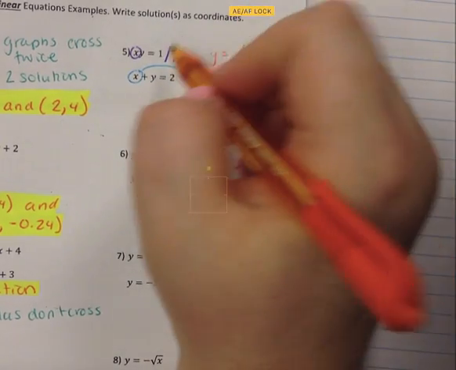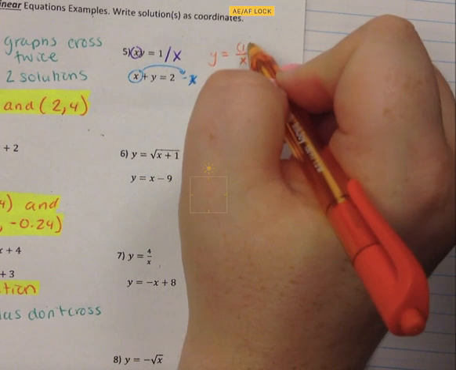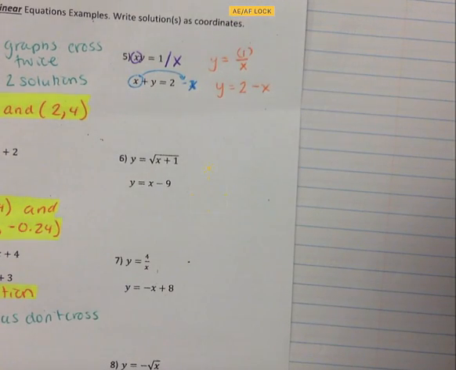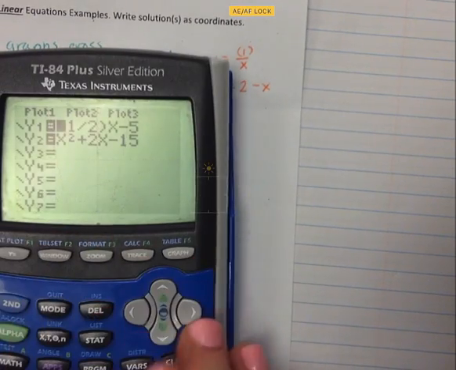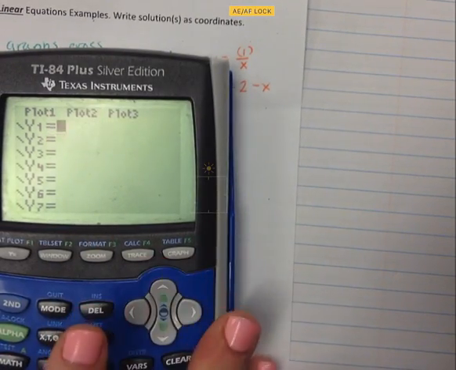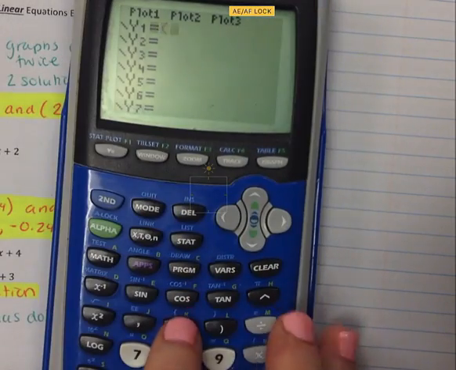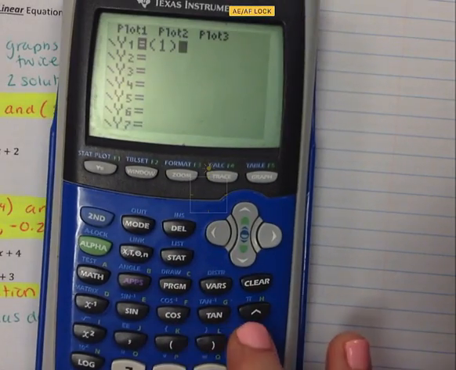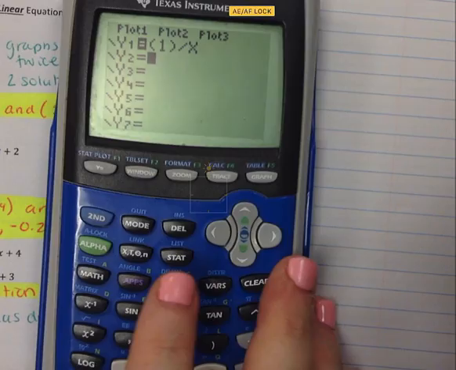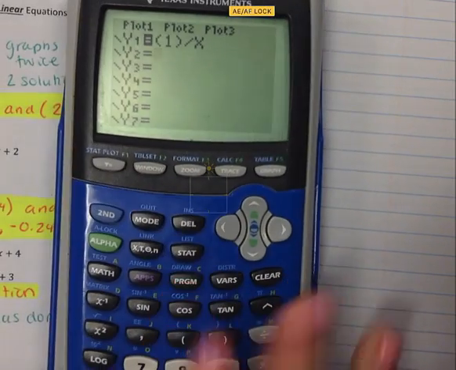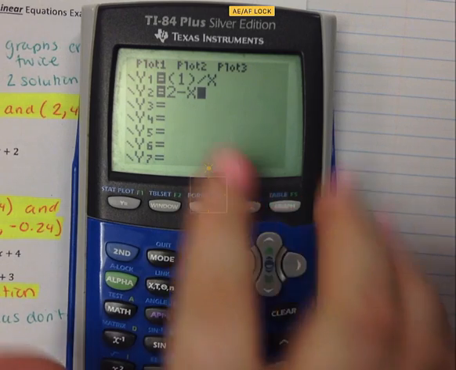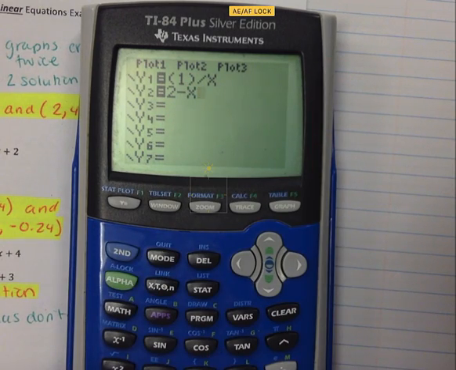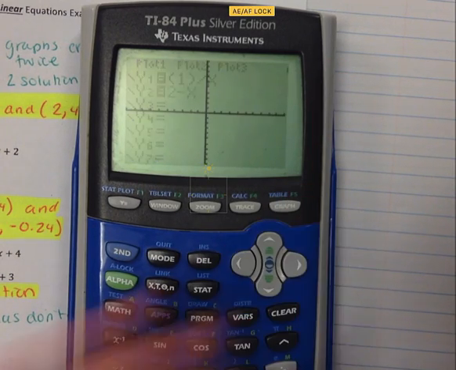Now, from the first equation, we still always want to keep our first part in parentheses. So our numerator is in parentheses on here. So if I go to my y equals, I still have them from my last equation, so I'm going to go to y equals and clear them out. I'm going to put parentheses, 1, close parentheses, divided by x. Down the second one, I'm going to put 2 minus x. And again, we want to press graph because this is a new type of equation we haven't seen before. I'm going to press graph to see what it looks like.